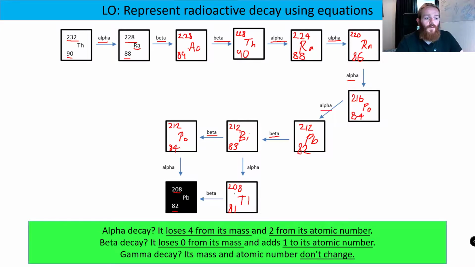Right, let's just check if we've got this bit right. So if thallium was to undergo beta decay, let's have a quick look. It says beta decay, it loses 0 from its mass, so 208 stays at 208. Tick, we got that bit right. And it gains 1 to its atomic number. 81 becomes 82. We got that right. So that is what the decay chain for this looks like. Hopefully that's not too confusing.